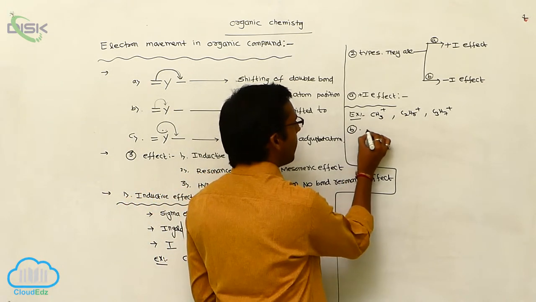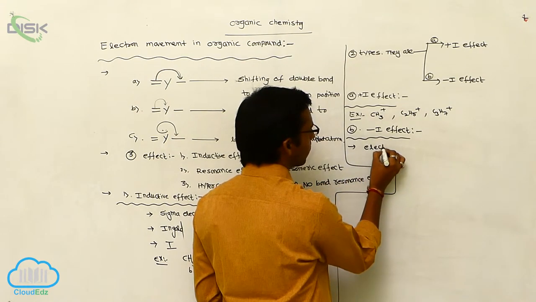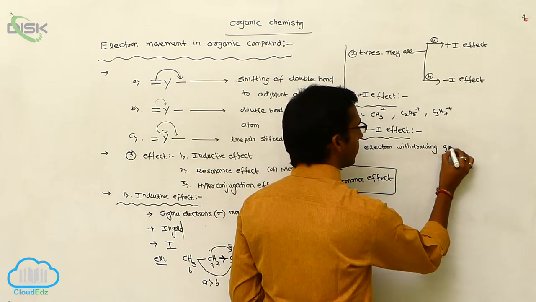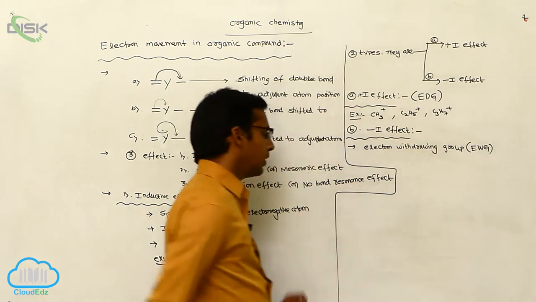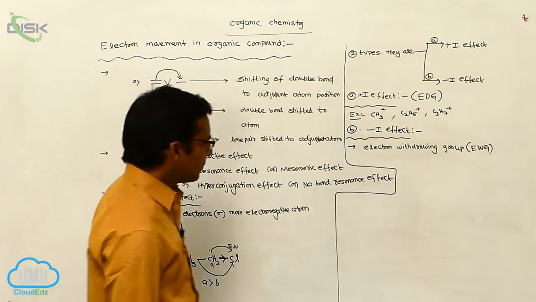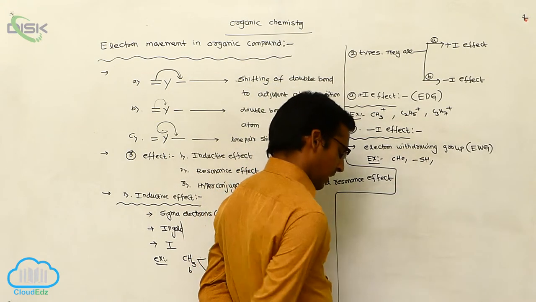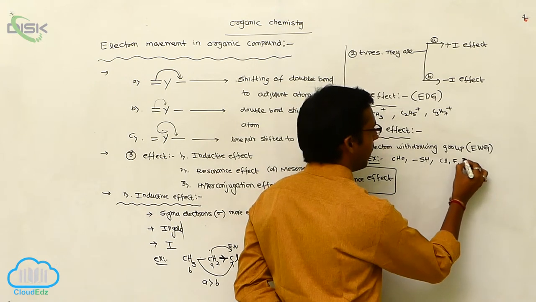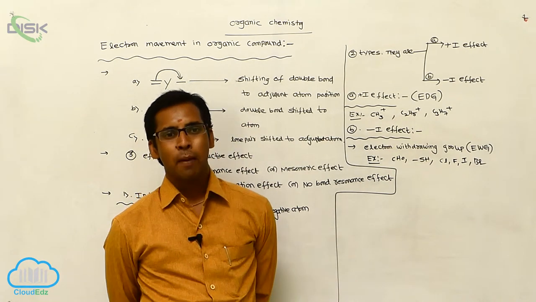And the next one is the minus I effect. Here electron withdrawing groups participate in the minus I effect. Electron donating groups participate in the plus I effect, and electron withdrawing groups participate in the minus I effect. Examples of the minus I effect are aldehyde, SH, and electron withdrawing groups such as chlorine, fluorine, iodine, bromine, etc. Especially atoms with lone pairs of electrons show the minus I effect.